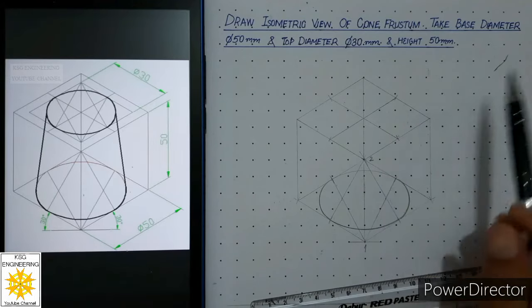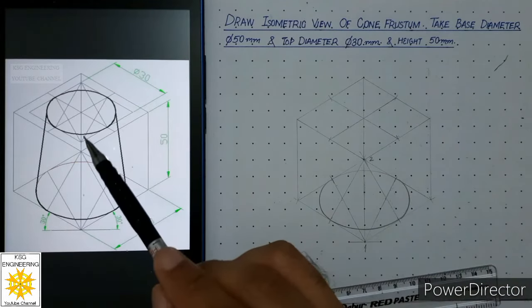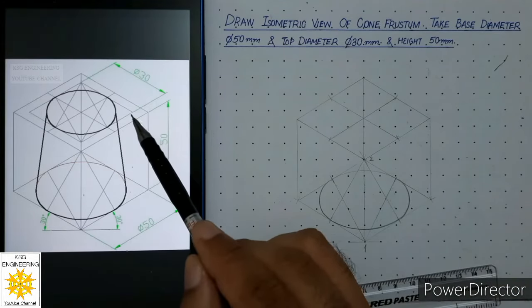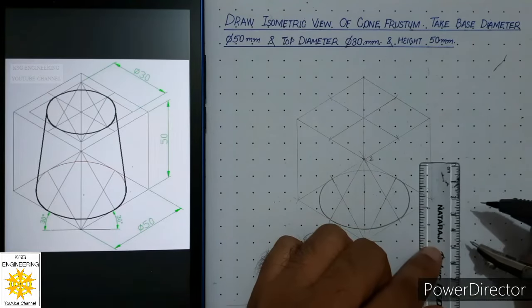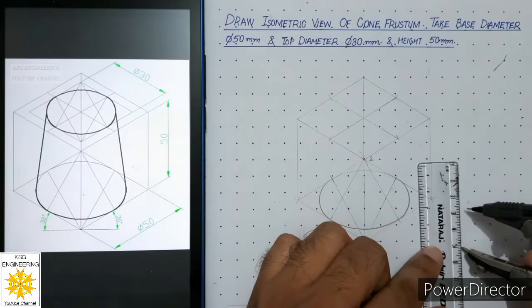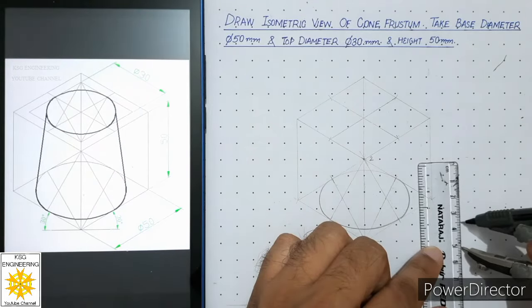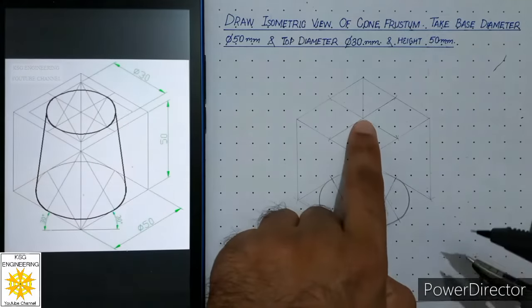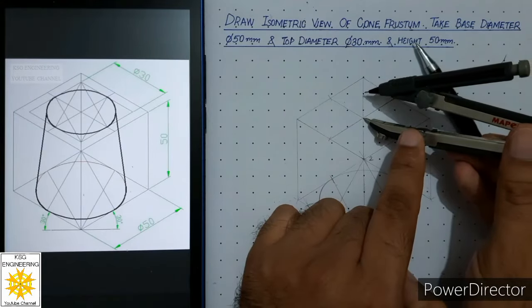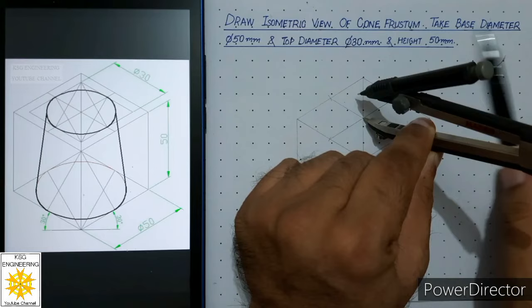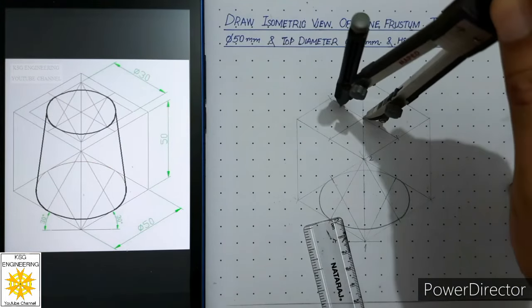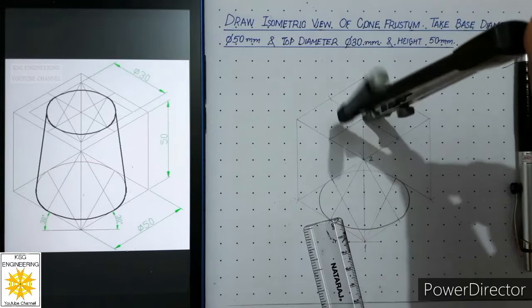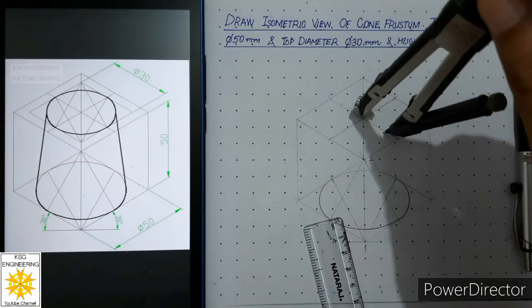And what we will do, we will open compass equal to half of this total distance. This total is 30. So we'll open compass to 15 millimeters. And we'll place compass at this center, and we will draw 2 arcs on this center line. One on this side of the center, second on other side of the center.